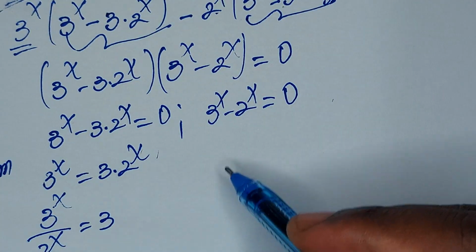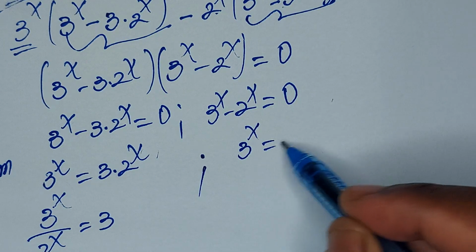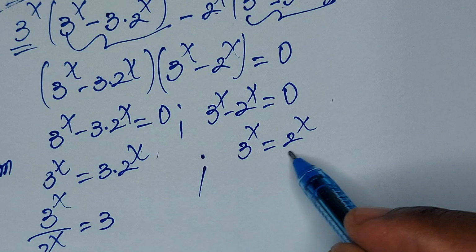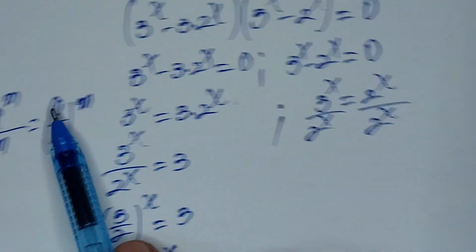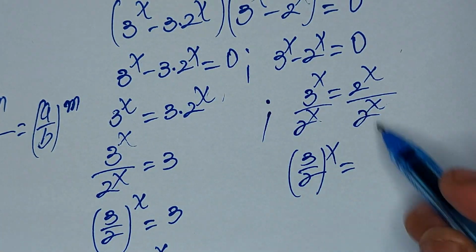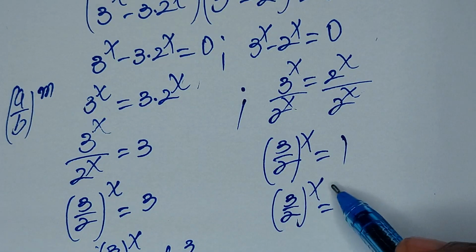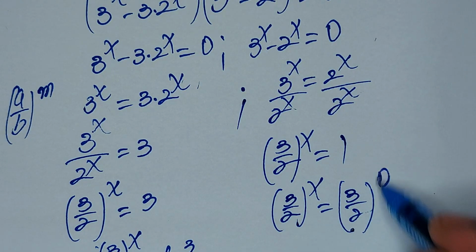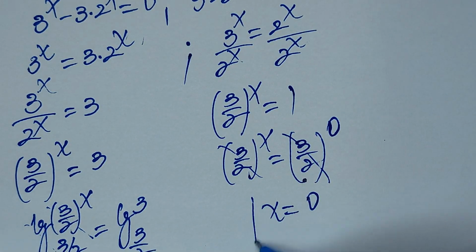Our second solution is this. We have 3 to the x equals 2 to the x. Dividing both sides by 2 to the x, following the same property, we have 3 over 2 to the x equals 1. So 3 over 2 to the x is going to be 1, which is 3 over 2 to the power of 0. So this is x equals 0.